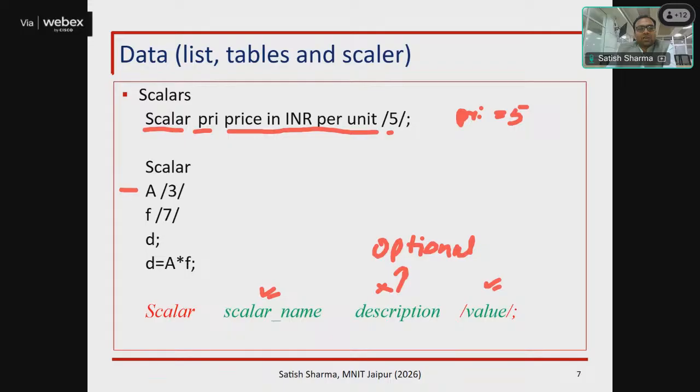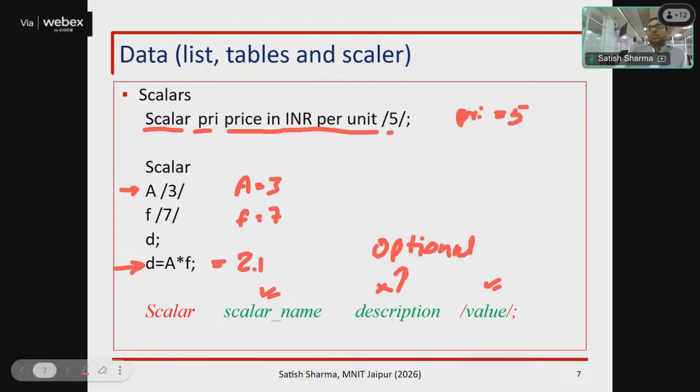In this particular example, we have defined a scalar a, which means a equals 3, f equals 7, and then we have defined a scalar d with no values assigned to it. Then we have used an assignment instruction, that d equals a into f. The d will become 21. So this is also how we can define certain scalars. This is the way we can define scalars, either one at a time or all of them together.